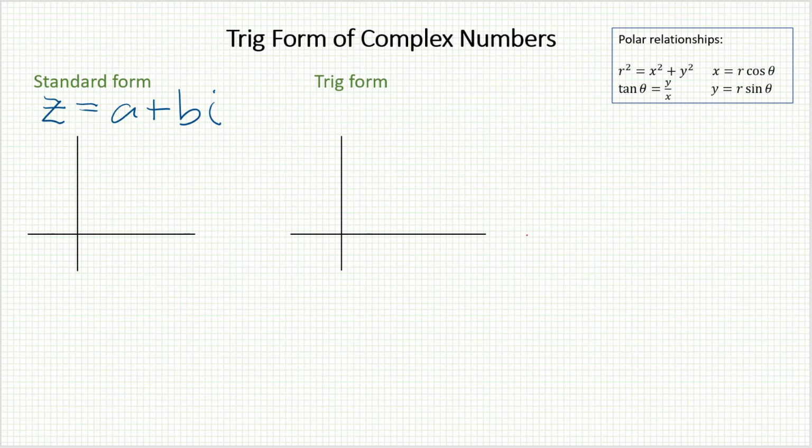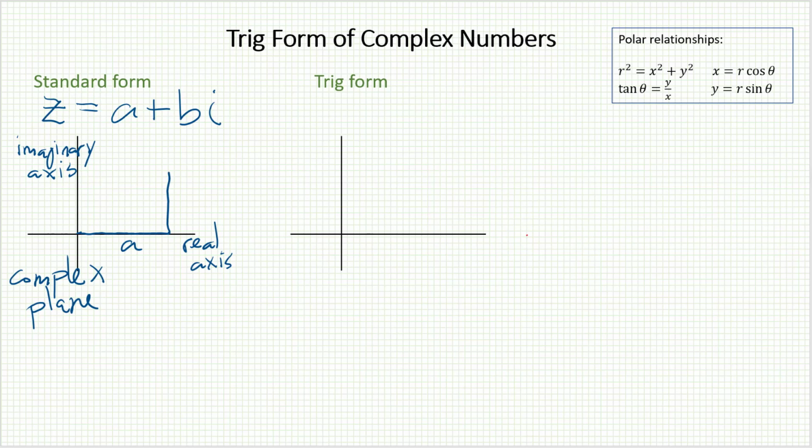In order to graph a complex number, you have to go to what's called the complex plane. In the complex plane, you have the real axis and you have the imaginary axis. The a part of the complex number is the real part, and the bi part is the imaginary part. And so in order to graph a number, you simply go out a distance a horizontally, and then up or down a distance b vertically, and then this dot represents the complex number.